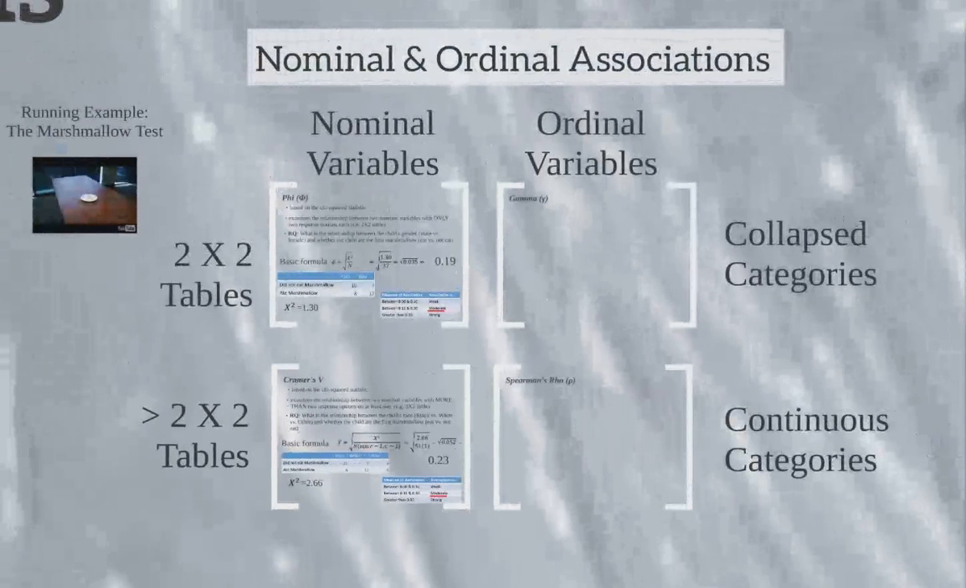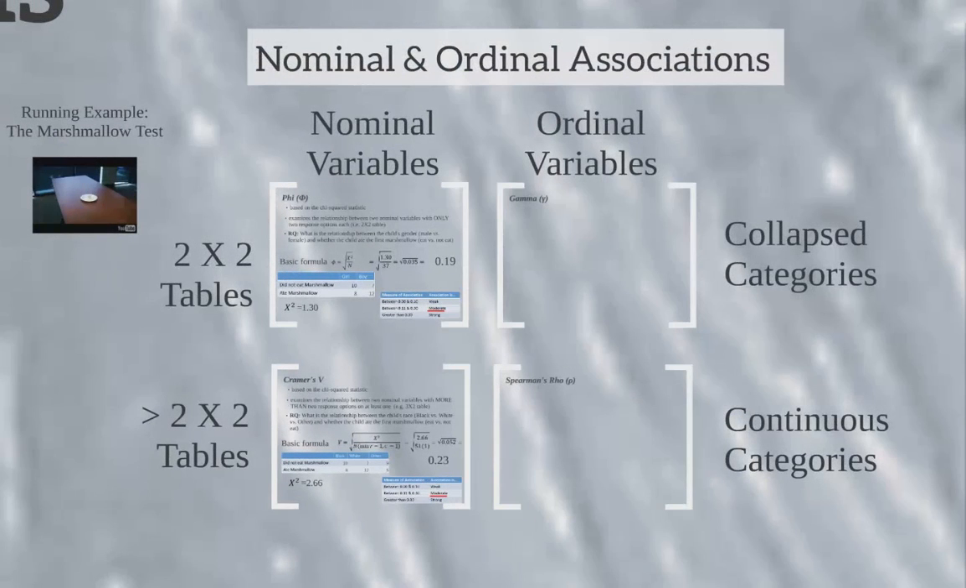So now that we understand nominal variables, let's dig into ordinal variables. There are two basic types of ordinal variables. You have your collapsed categories, where you have something like low, medium, high. And then you have continuous categories, where you have response options that are typically on a Likert type of scale, right?